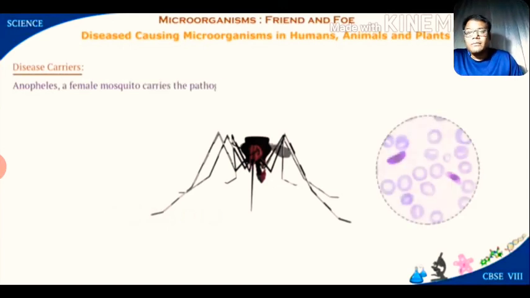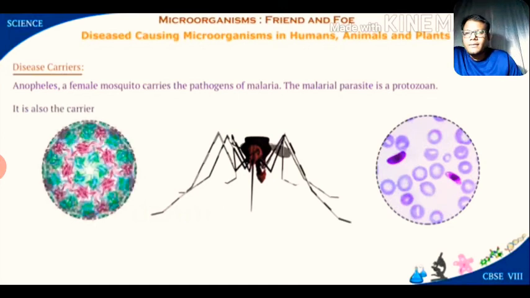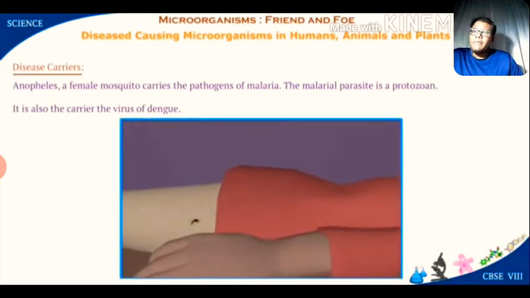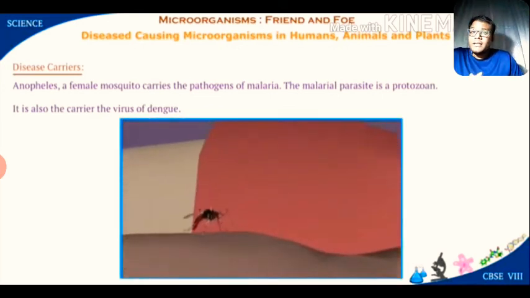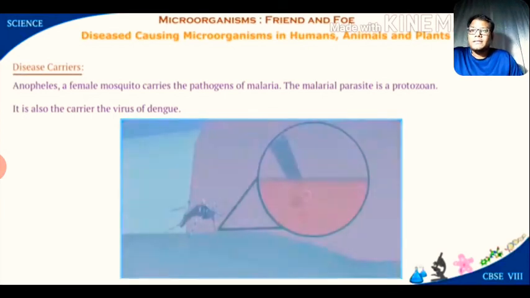Anopheles, a female mosquito, carries the pathogens of malaria. The malaria parasite is a protozoan. It is also the carrier of the virus of dengue. When a mosquito bites a human, these pathogens spread to the human body.